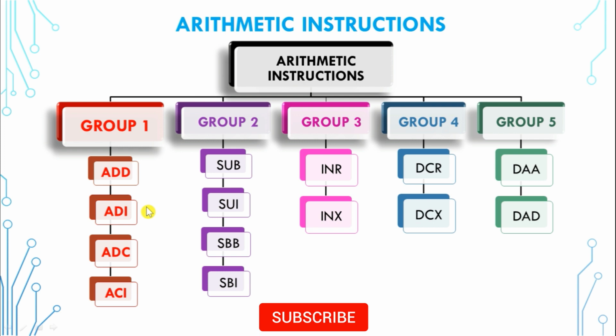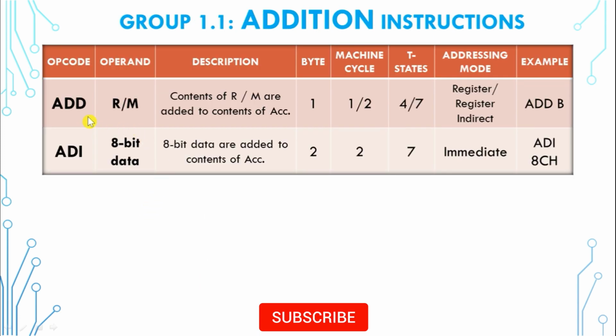So let's start with the first instruction, that is ADD. This is the opcode for adding two numbers. The first number is in the accumulator and the second number can be in any register or the memory location. M is the virtual register, which signifies the contents of a particular memory location whose address is specified in the HL register pair. So let's see an example.